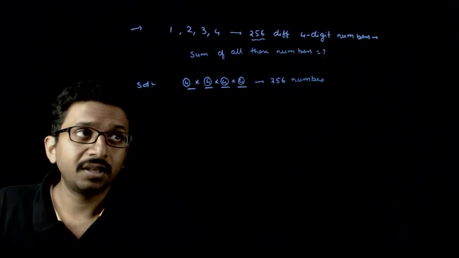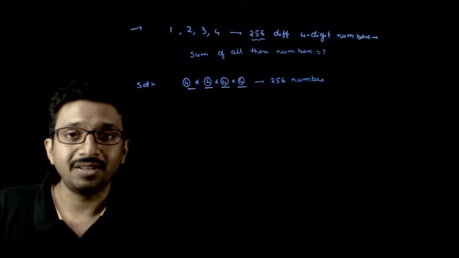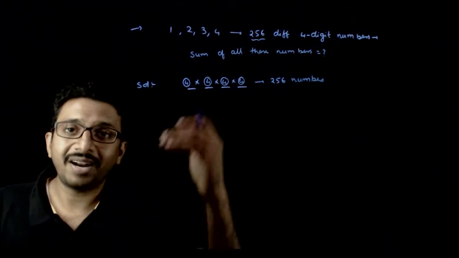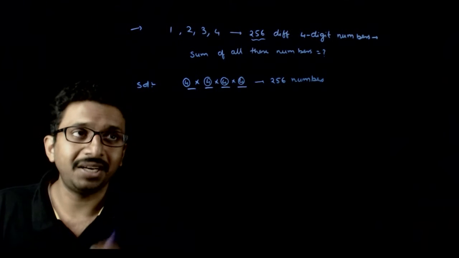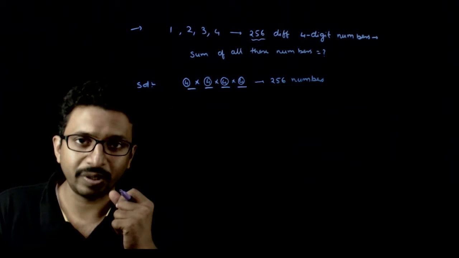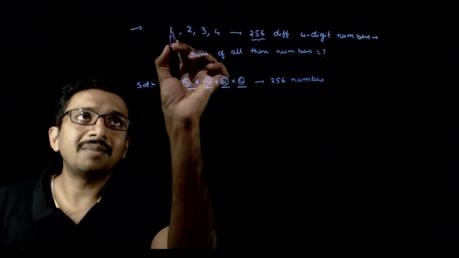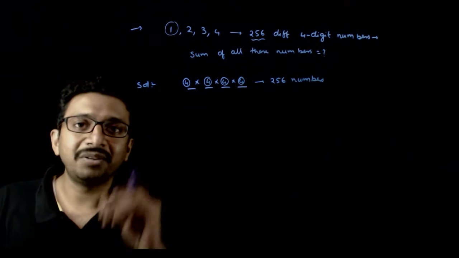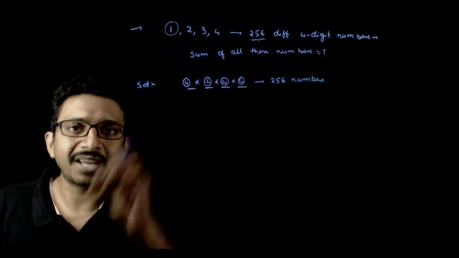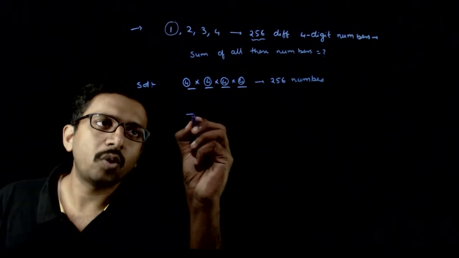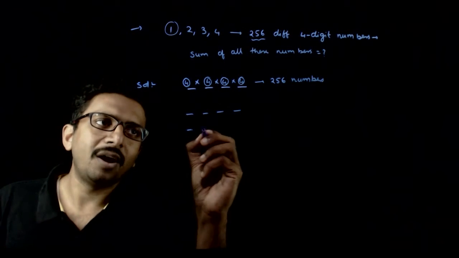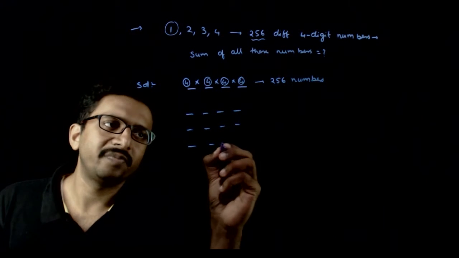Now, the question is, what is the sum of all these numbers? I cannot write them directly and add them. So I need to think of some technique by which I can do it. The technique is adding the individual digits according to their place values.